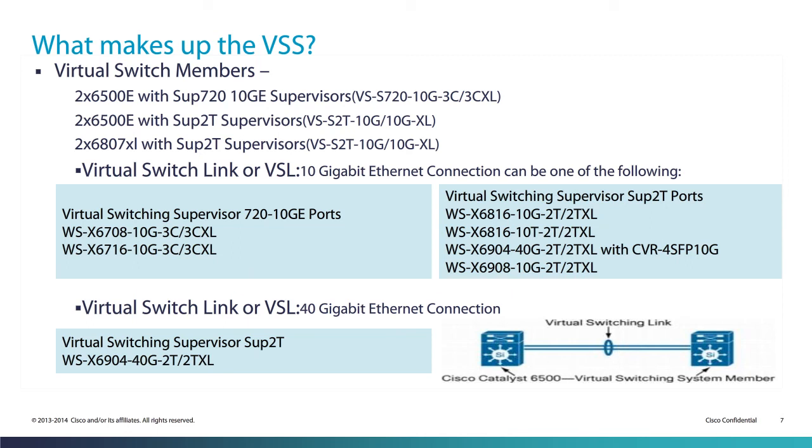Cisco Catalyst 6500 and 6800 series switches, up to 2 switches with initial release, deployed with a 10 gigabit Ethernet connection, a virtual switch link or VSL, 10 gigabit Ethernet connections, up to 8 using EtherChannel between the virtual switch members. VSLs can carry regular data traffic in addition to the control plane communication between the two virtual switch members. The distance of the VSL link is limited only by the chosen 10 gigabit Ethernet optics. A 10 or 40 gigabit Ethernet connection can be one or more of the modules shown here.